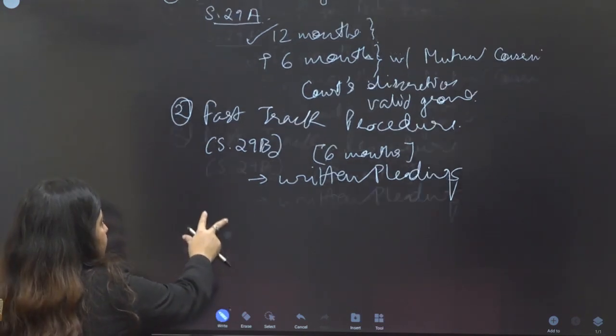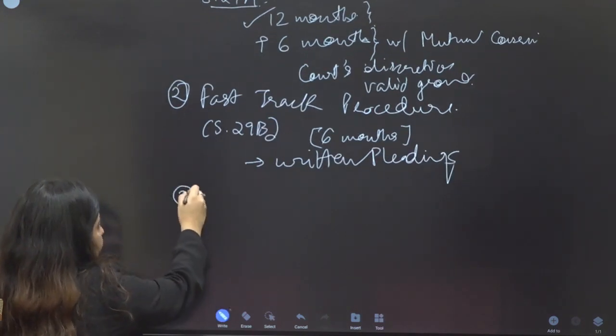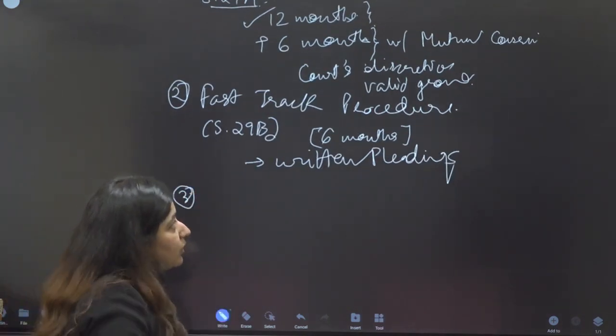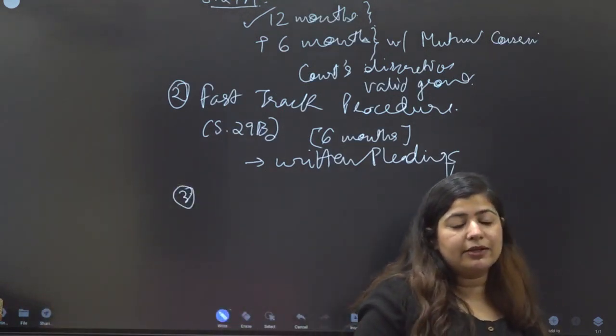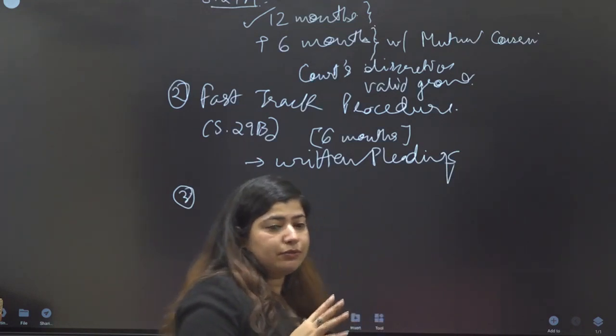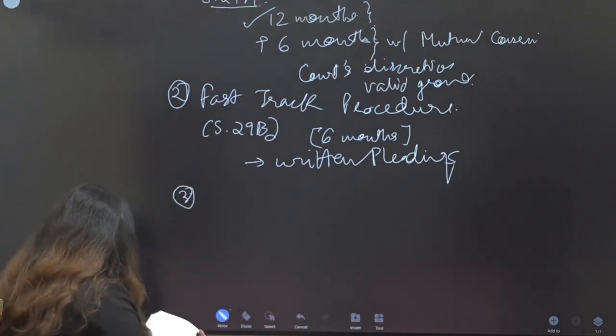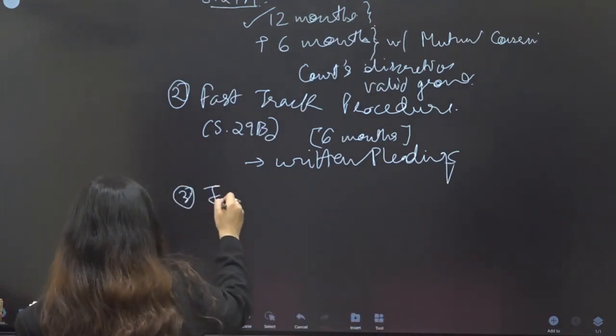So this is another key change with the 2015 amendment. This is why we are saying that the 2015 amendment can be recognized by two words: fast and efficient. Third is interim relief.